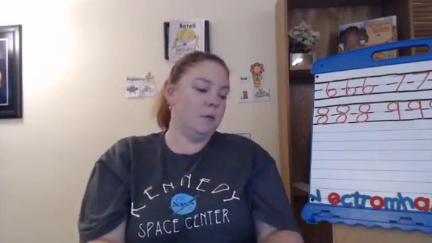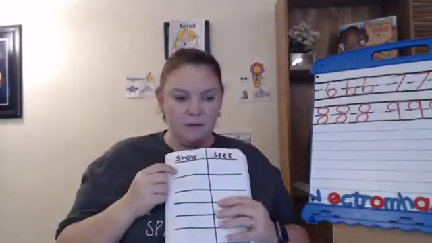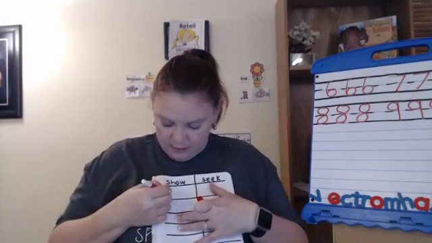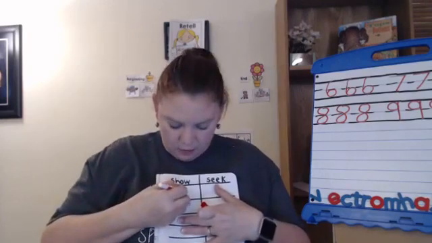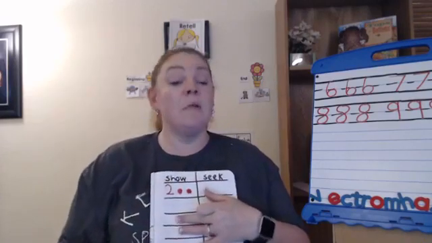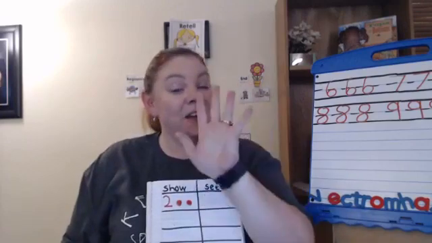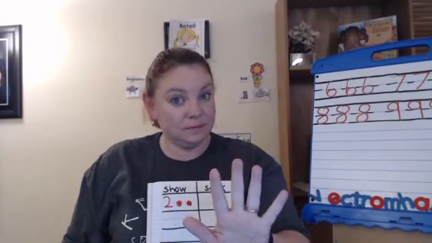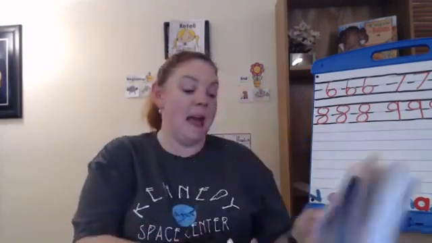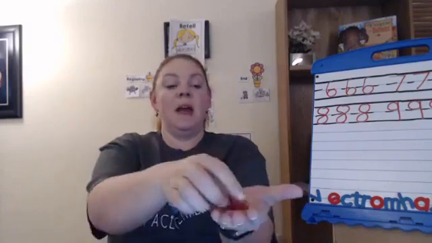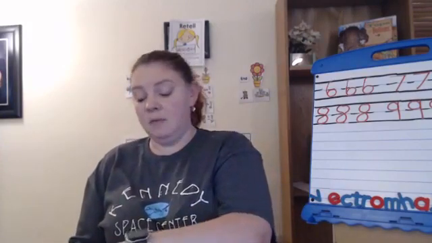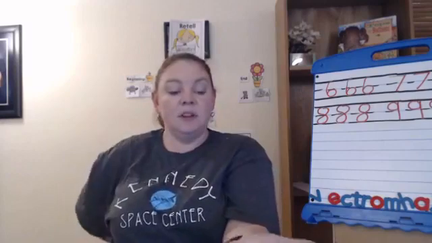So this is how you record this. On the show side for the very first one, I would take my red. I would write a 2, just like that, and I would draw 2 counters. That's what you were shown. Now remember, we started with 5. 5 is the answer. I've shown you 2. How many are behind my back? How many do you need to seek?